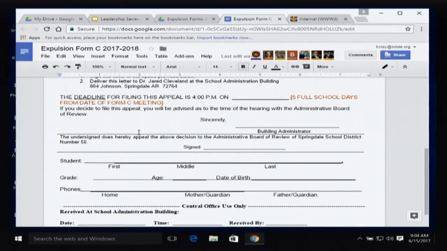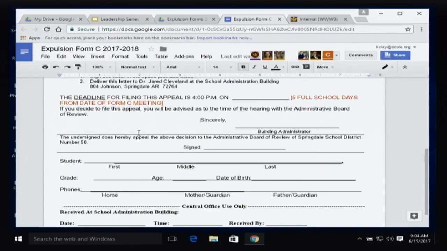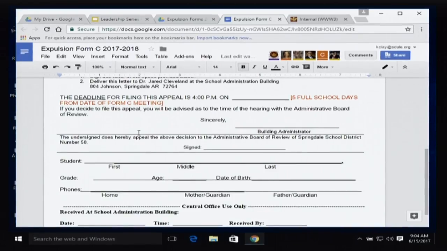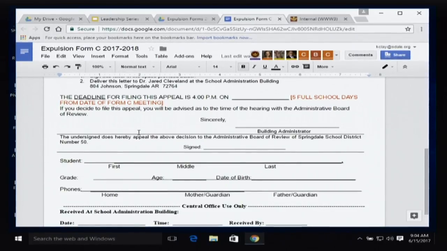A question that I get a lot, and something that I see inconsistencies with a lot, is how long a parent has to come appeal. 5 full school days. And so what that means is the day that you hand them the form, that's day 0. So after that, count 1, 2, 3, 4. On the 5th school day, the form is due by 4 o'clock. It previously said noon, but because that gets a little tricky on what a full school day is, we're going to say 4 o'clock on the 5th school day.